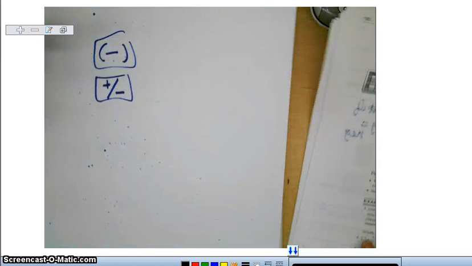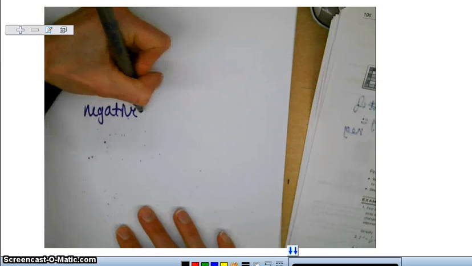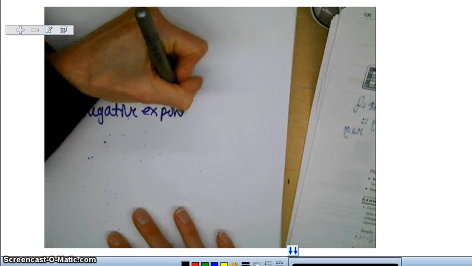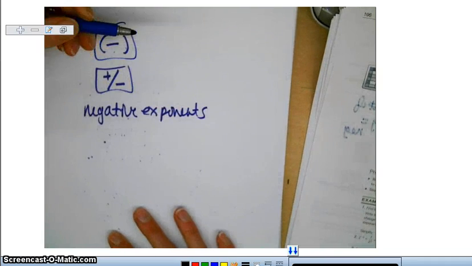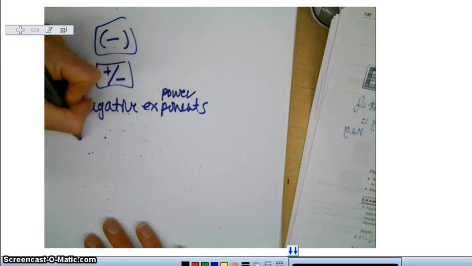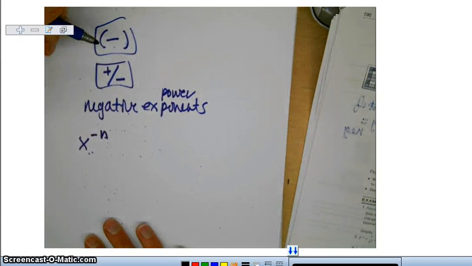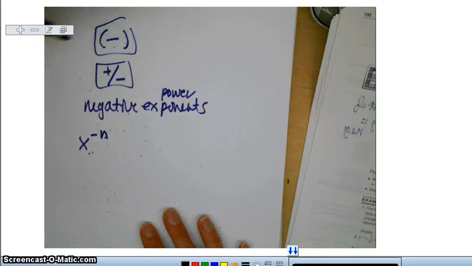Okay, so the next thing we're going to talk about is negative exponents. A negative exponent, it's a negative power, okay? That would be something like x to the negative n. And that's really kind of confusing because we're using variables. So let's just say I have 5 to the negative 2. 5 to the negative 2 power, okay?